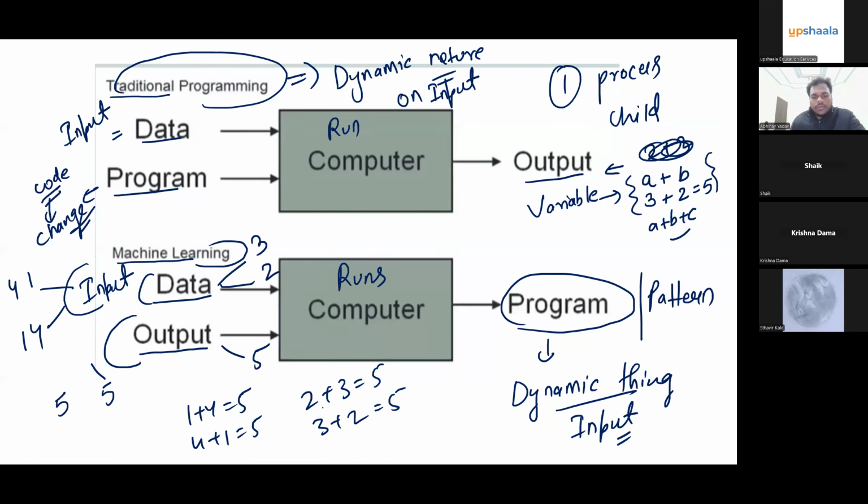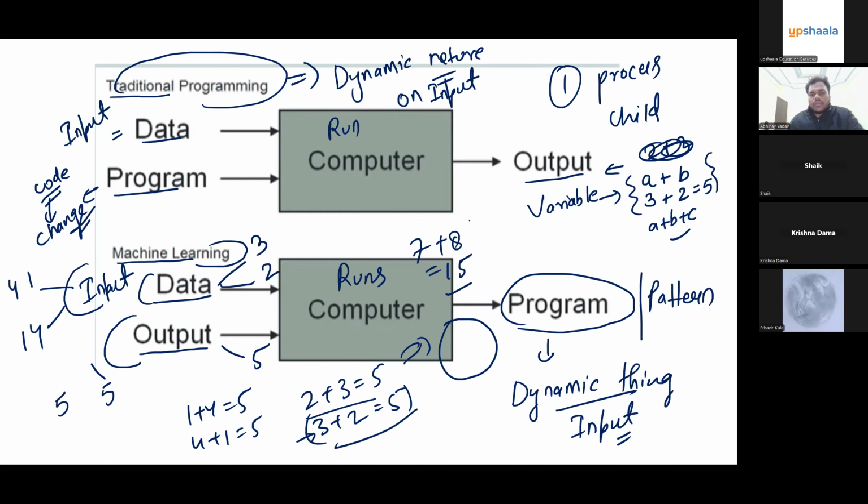Okay, suppose you have given this value. So it will form the pattern, or you can say it will form a kind of logic, by using the machine learning technique. On behalf of that, whenever you give 7 plus 8, it will predict and give the result 15. So this is the thing. That's why machine learning is dynamic in nature as compared to traditional programming.